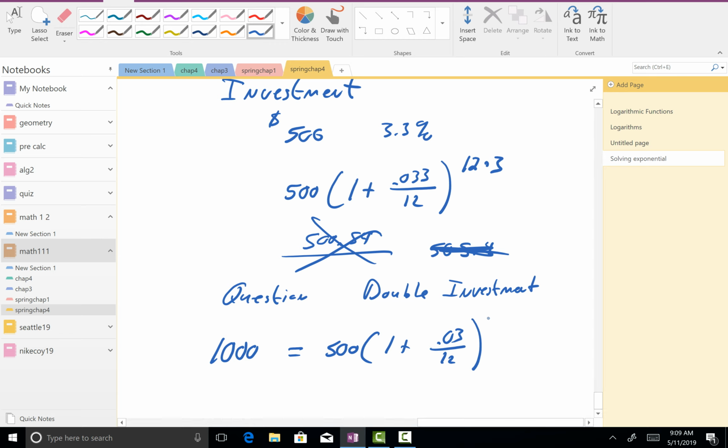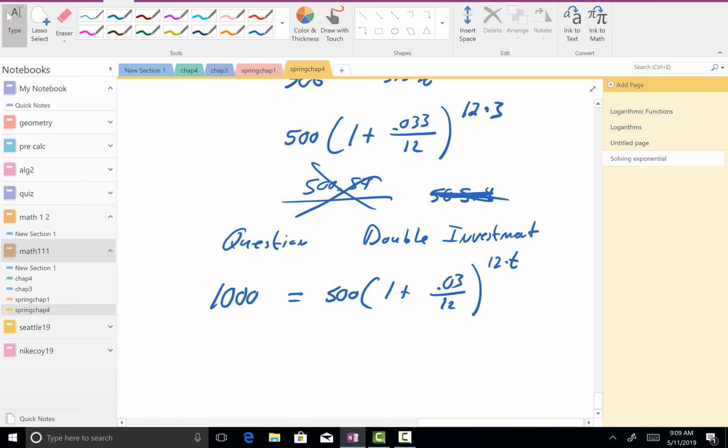So here, let me do this here. So nt is 12t. What we want to do is figure out how long it's going to take to double it. So here I have 12t. t is my time. 12 is the number of times I'm compounding. So I'm just going to solve this little equation. Notice that becomes a 2, because I want to double it.